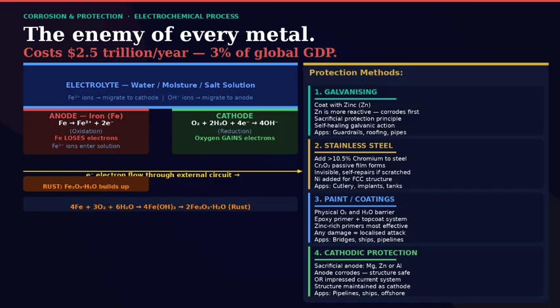Paint and coatings. Physical barrier between metal and environment. Effective until damaged. Cathodic protection. Attach sacrificial anodes of magnesium or zinc, or apply an external electrical current. The structure is kept as cathode and protected. Used for pipelines, ship hulls, and offshore platforms. The best systems use all 4 strategies together.